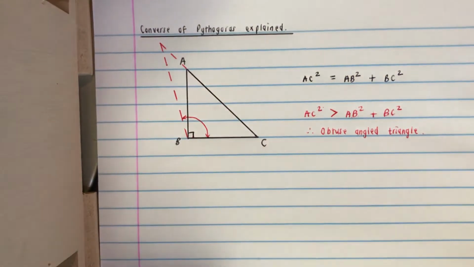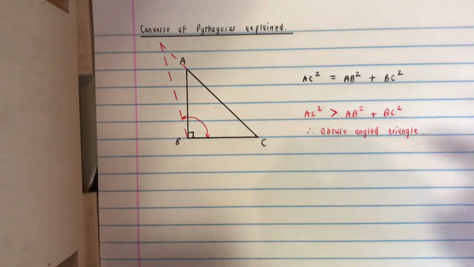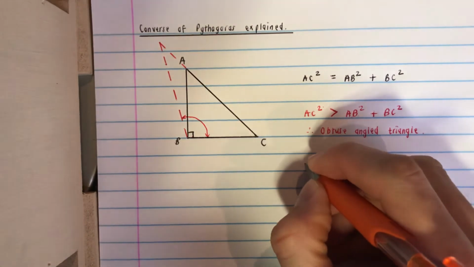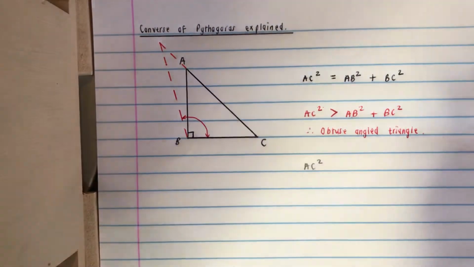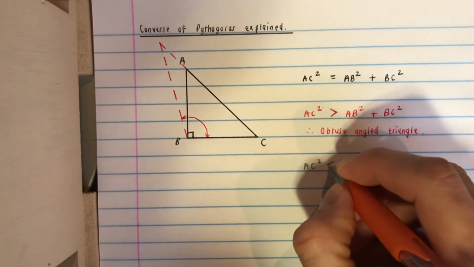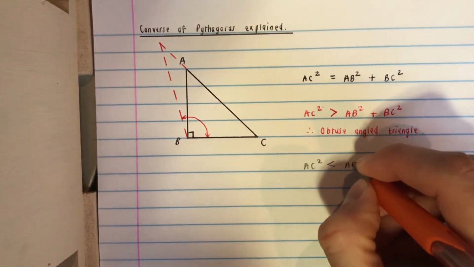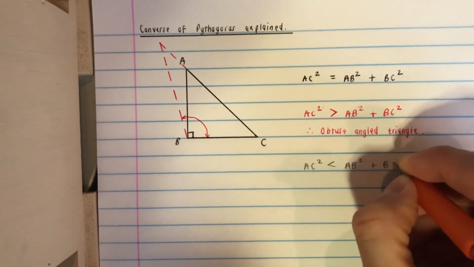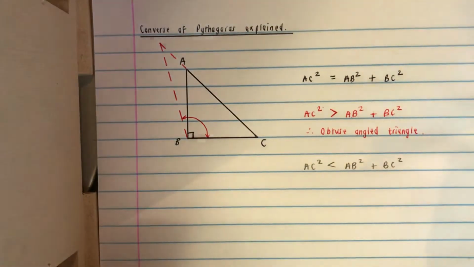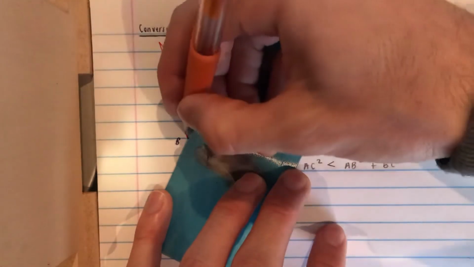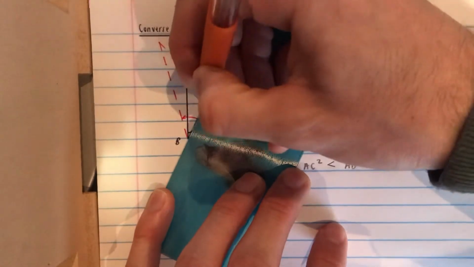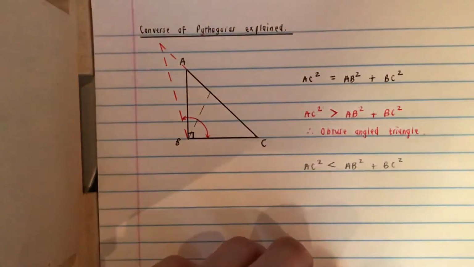Okay, let's try and do the other one with pencil. So what if AC squared, which is the longest side squared, is smaller than AB squared plus BC squared? Then what's going to happen? This is becoming shorter. So AC is now becoming shorter.